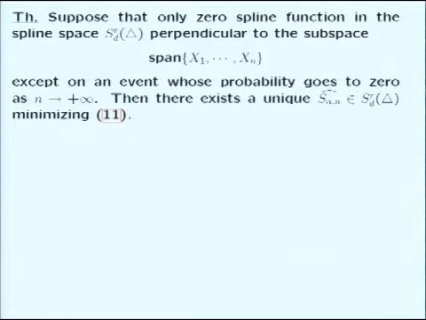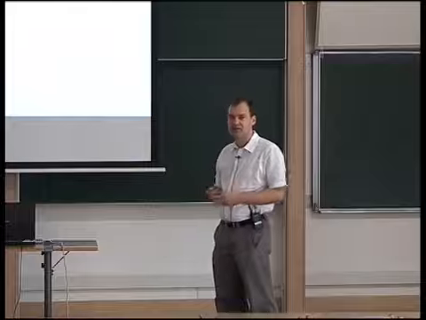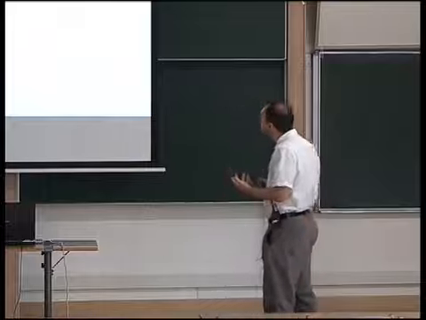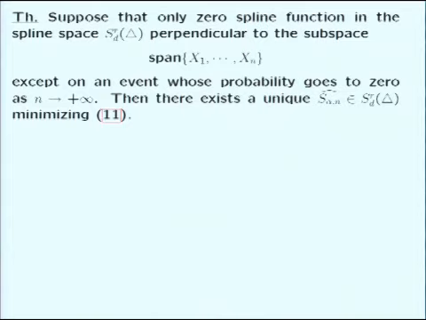And now this is something that we kind of mimic from the previous literature. Again, if only the zero spline function, or at least with high probability, is perpendicular to the space spanned by the random surfaces in the sample, then, with high probability, there exists a unique solution to this minimization problem. So you exhaust the space, kind of.